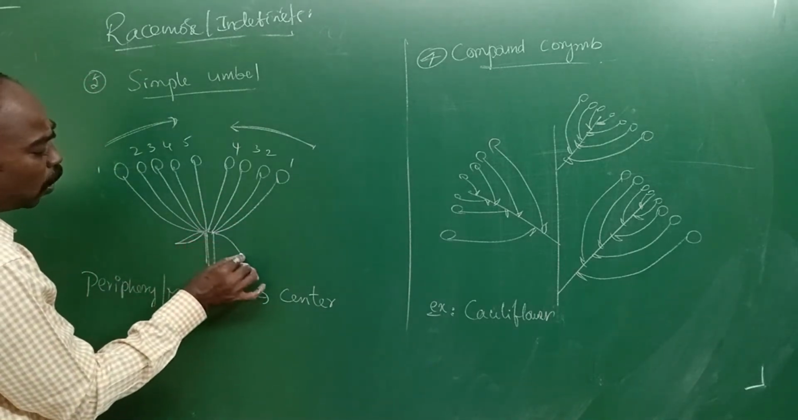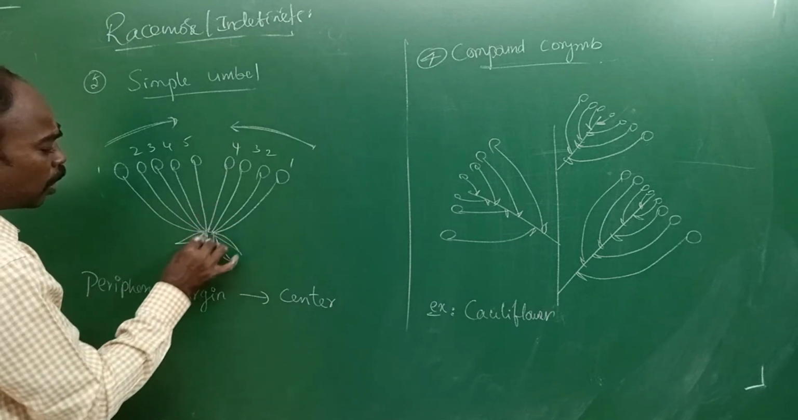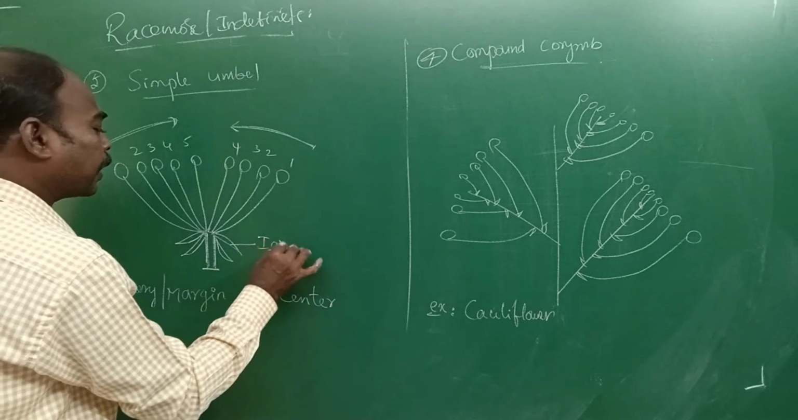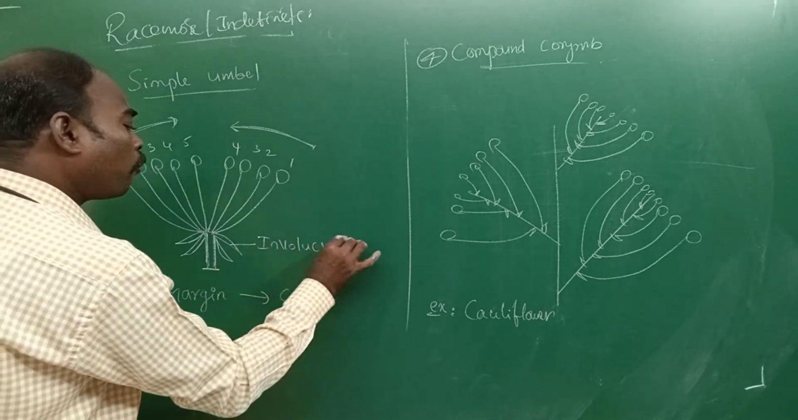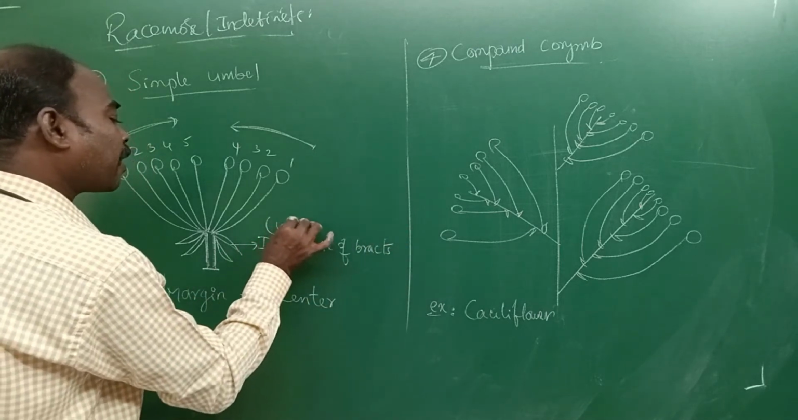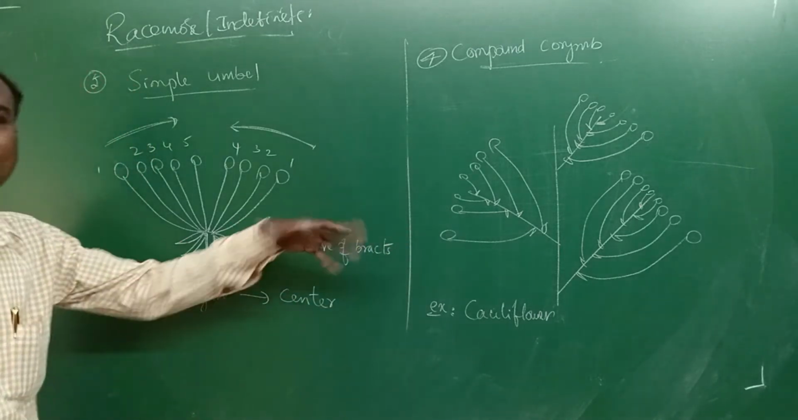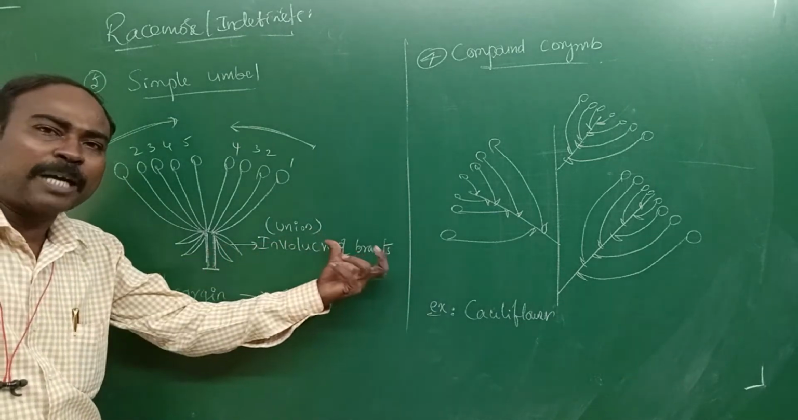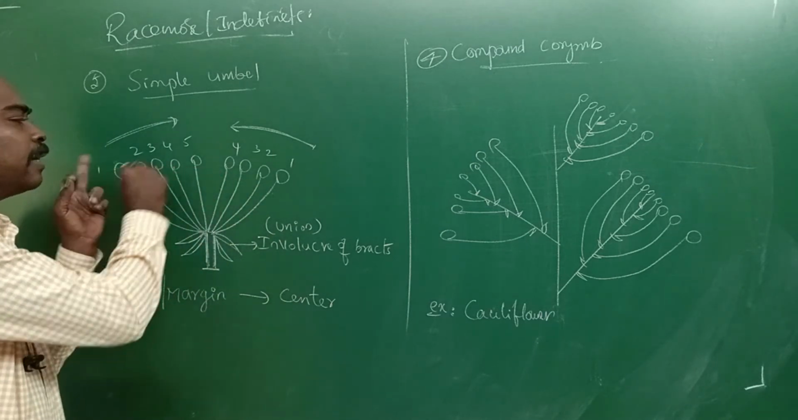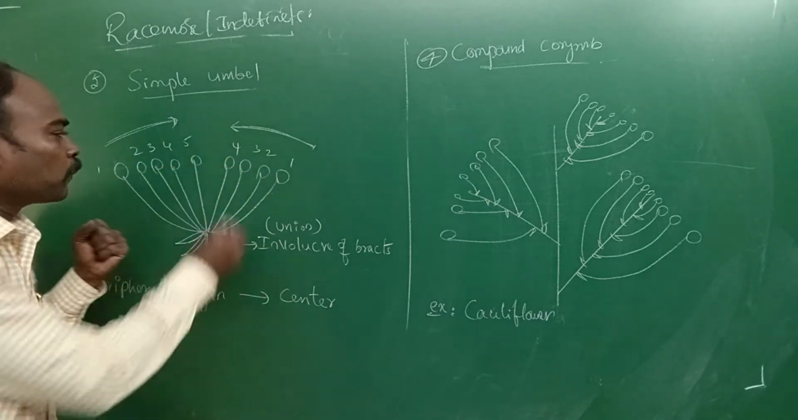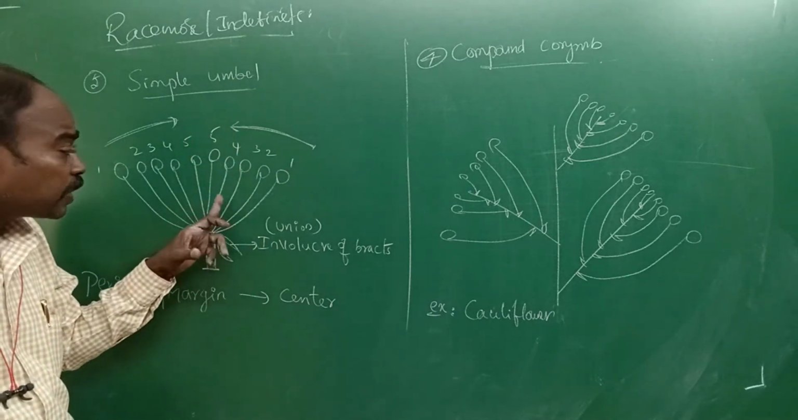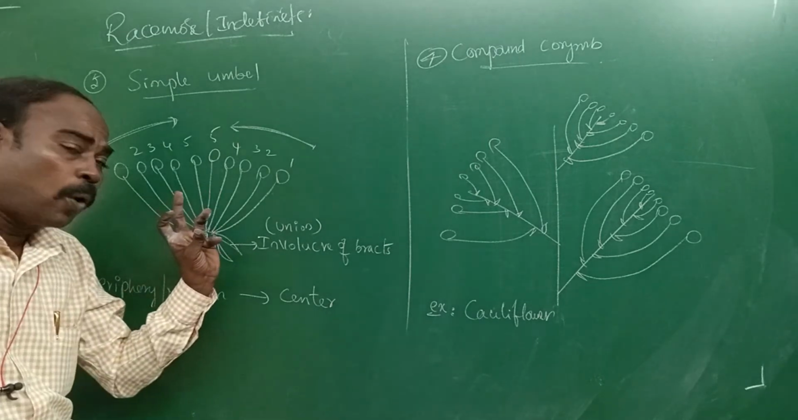The bracts of all the flowers are united and form an involucre of bracts. Involucre means union only, no other meaning. Involucre of bracts means union of bracts. 1, 2, 3, 4, 5, 6, 7, 8, 9. Nearly 10 flowers are there now, 9 or 10, right? So all these bracts of all the flowers are found at one place.